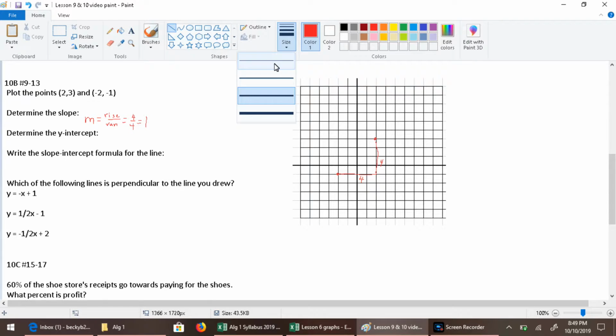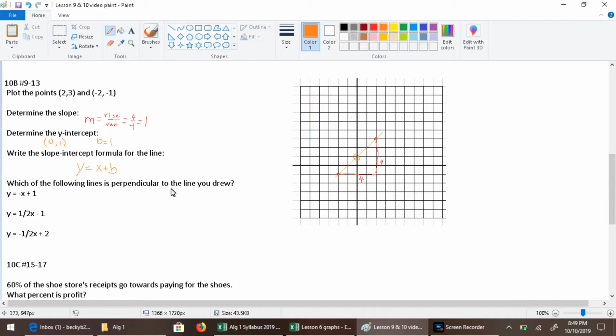We're going to draw a line through these points to determine our Y-intercept. So we can see that it passes through right here. So that's the point 0, 1. So it goes through the point 0, 1, which makes b 1. So the slope-intercept formula for this line is y equals m, which is 1, x plus b.